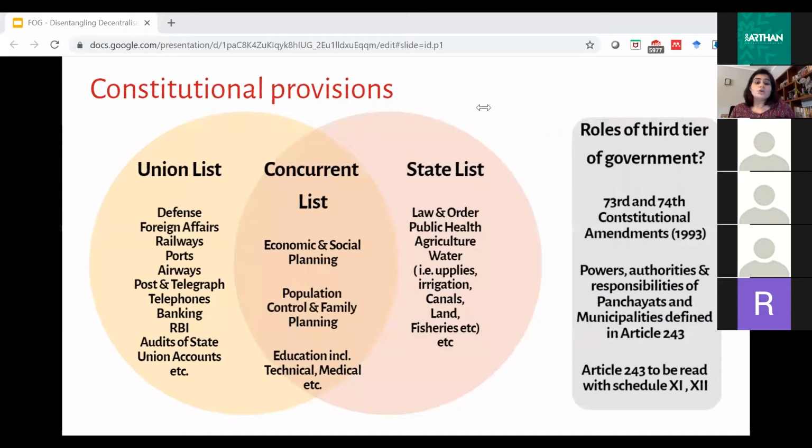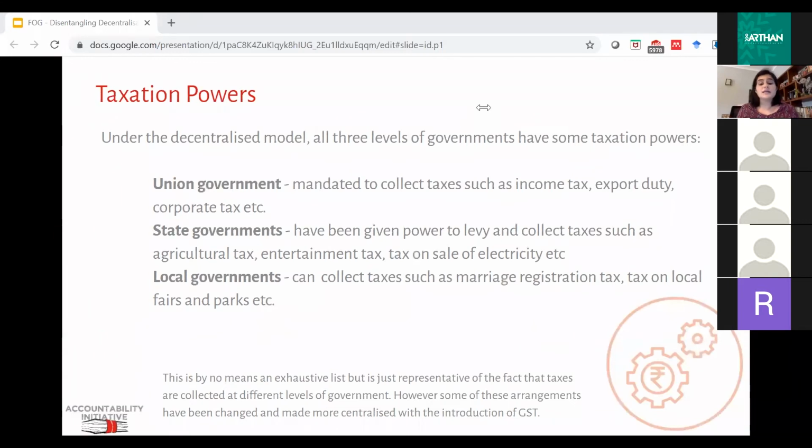Okay. So there is a union list, a concurrent list, and a state list, and this is where you will find what functions have been allotted to the different levels of government. The union has the functions that the union has been given. The state has the functions that the state has been given. Concurrent is what they have both together, and simultaneously the Panchayati Raj has also been given some functions. And the third is that every level of government also has its own taxation powers. Of course, these have changed with GST coming into play, but it is important to remember that every level has been given certain powers to raise its own revenues, and for the rest of it, it relies on transfers made from higher levels of government. So there are taxation powers.